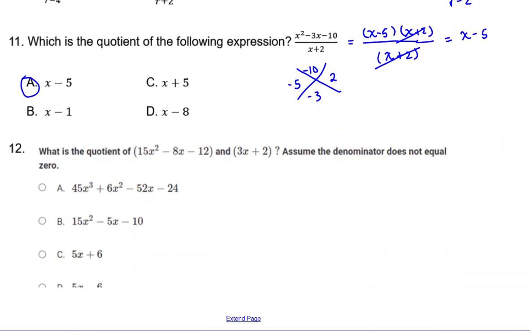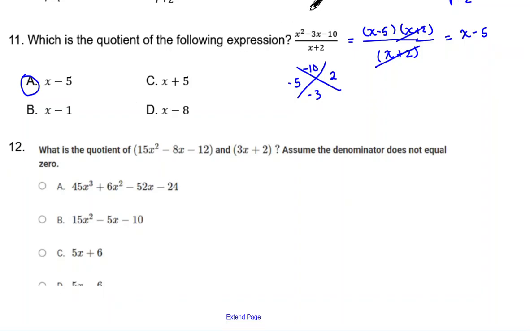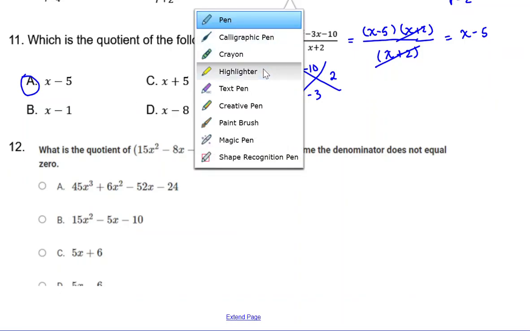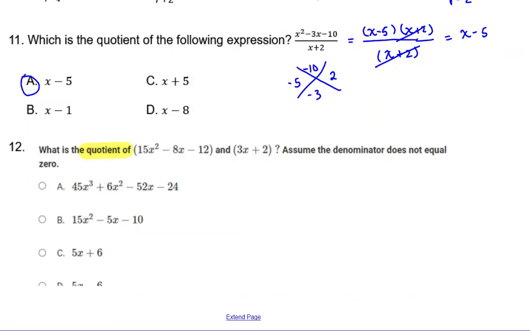All right, guys, last one. Same thing here. The only thing different is just this word quotient. Quotient just means division. So you would set this up like this. You would do 15x squared minus 8x minus 12 over 3x plus 2. So I do need to factor out the numerator.